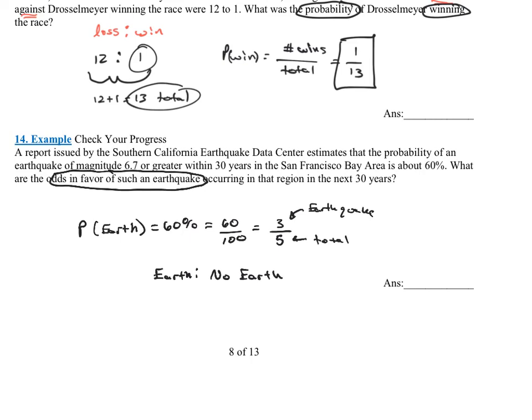Again, that's because odds are in favor, so what you want has to be first, what you don't want has to be second. So how many earthquakes were there? There were 3 of the 5 were earthquakes. How many were not earthquakes? Again, if the total was 5 minus the 3 would leave me with 2. So what are the odds in favor of having a 6.7 or greater magnitude earthquake in the next 30 years, the odds in favor would be 3 to 2. Again, if they said what are the odds against, it would be 2 to 3, but this was in favor, so the answer is 3 to 2.